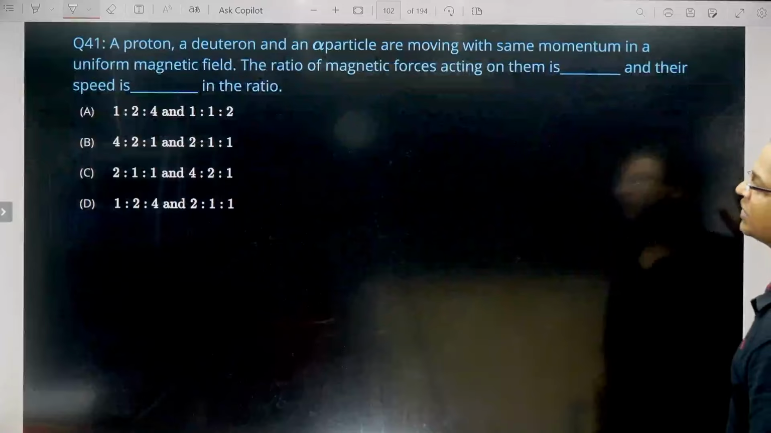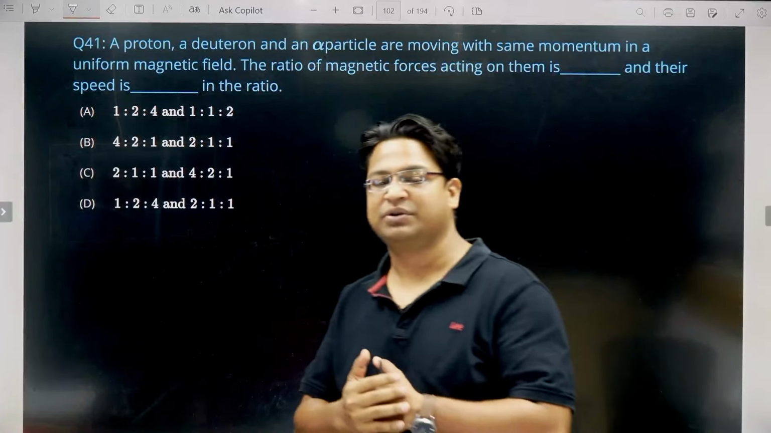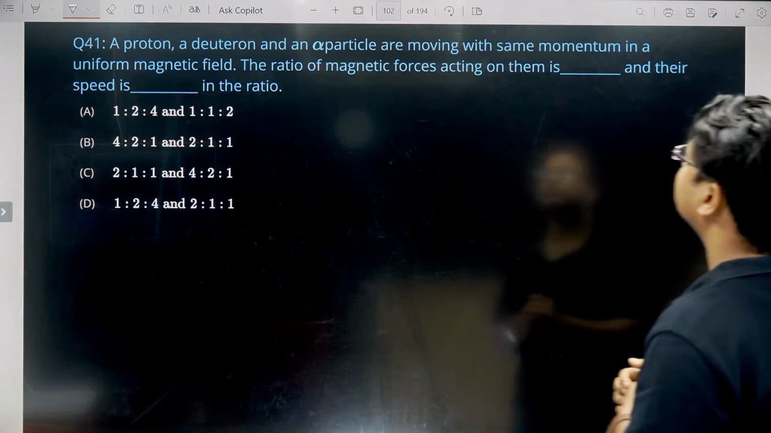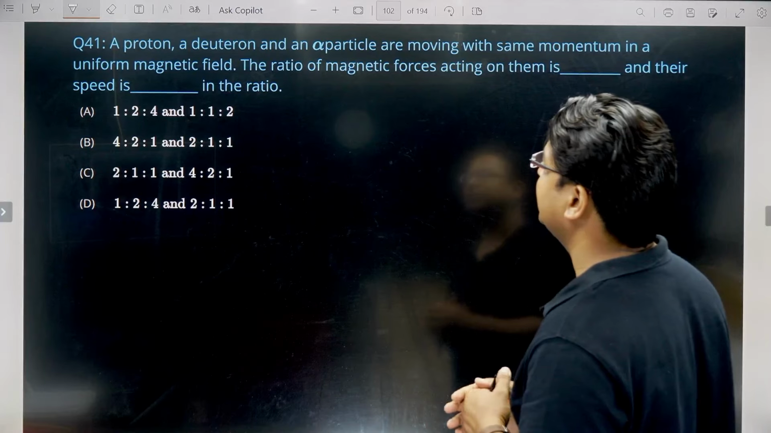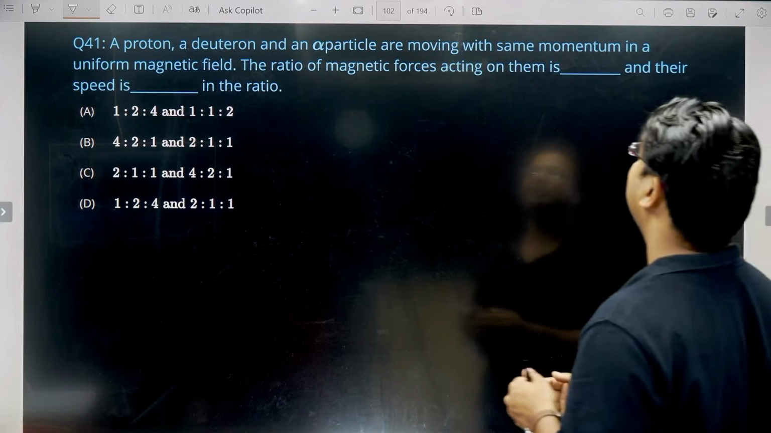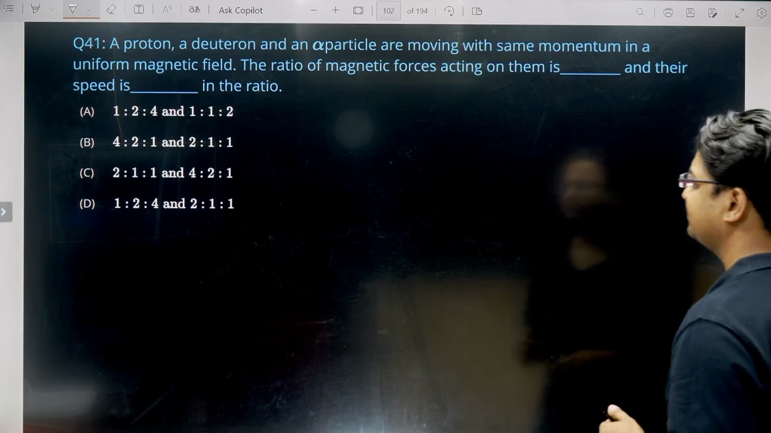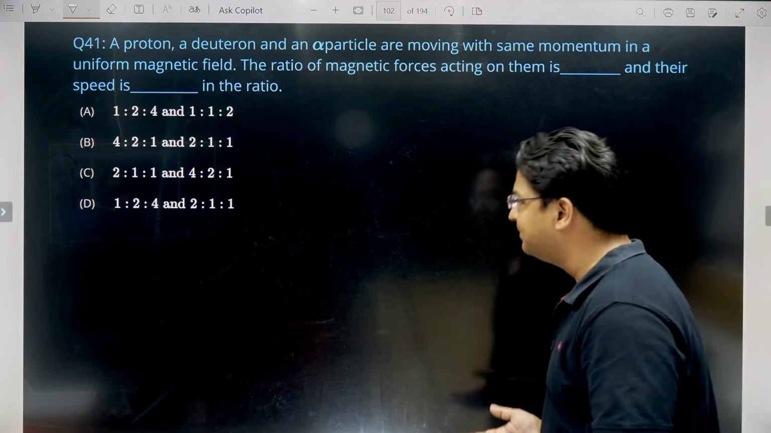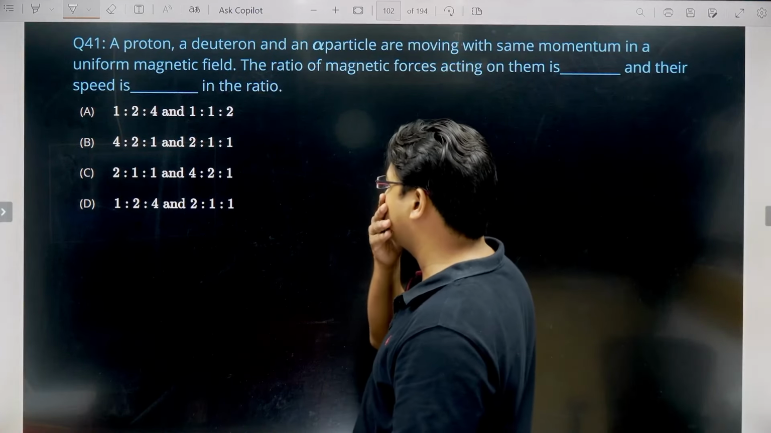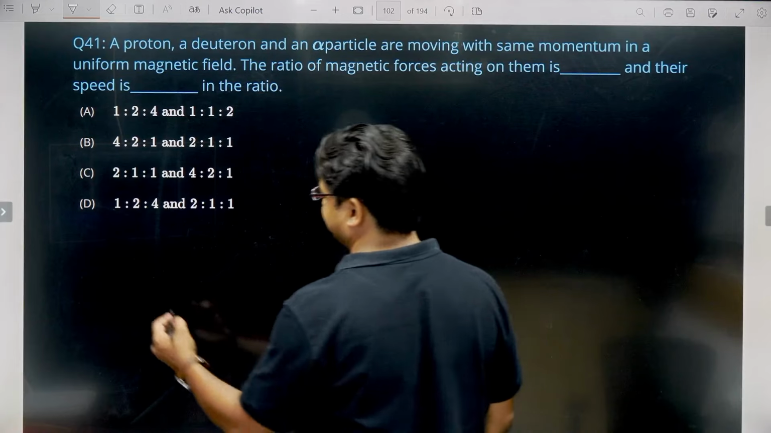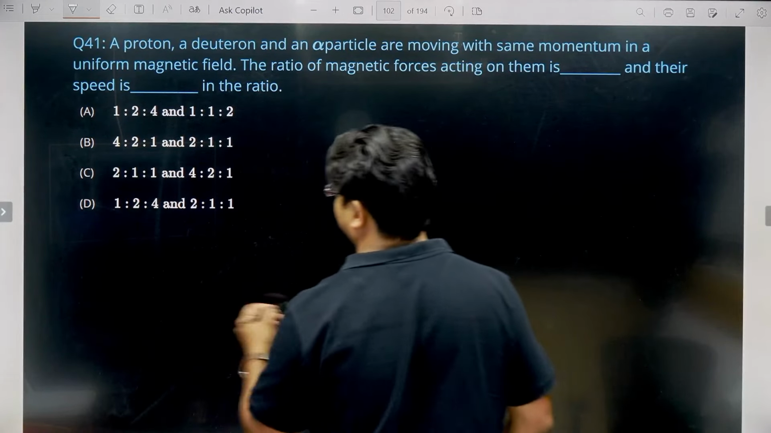Okay, next we'll go to question number 41. Let's see what this question says. It says a proton, neutron and alpha particle are moving with the same momentum in a uniform magnetic field. The ratio of the magnetic forces on them is, and their speed is in the ratio. Okay, let me first worry about the speed. So they have the same momentum, right? They have the same momentum.